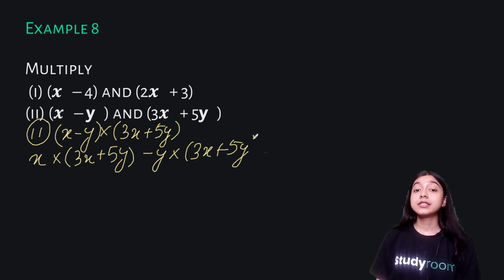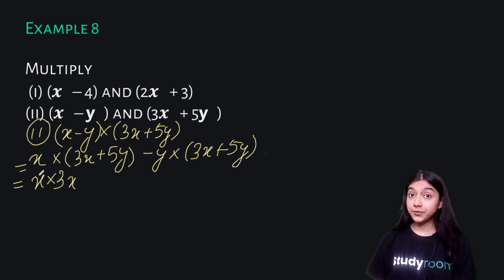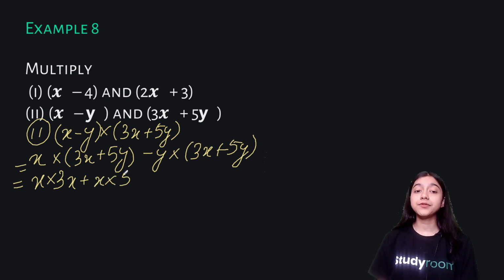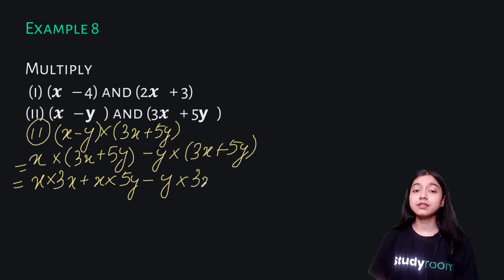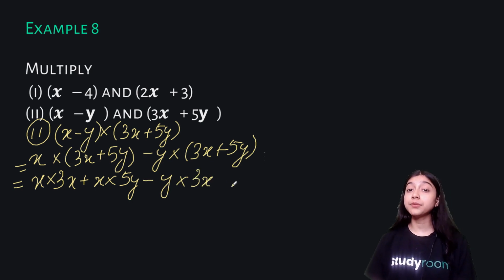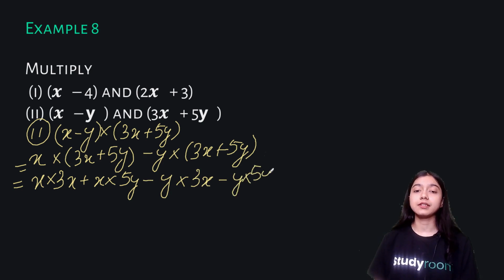Now, the next step is to multiply x with each of these terms. So we will be writing x multiplied with 3 times x and then we have to multiply x with 5y. So I'll be writing x multiplied with 5 times y. Now we have to multiply minus y with 3x. So that gives us minus y multiplied by 3x. And again, we have to multiply minus y with plus 5y. So I'll be writing minus y multiplied by 5 times y. In case of addition, you do not need to mention addition. But in case of subtraction, it is very important to mention the signs.